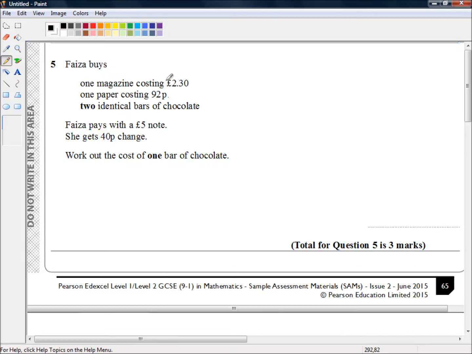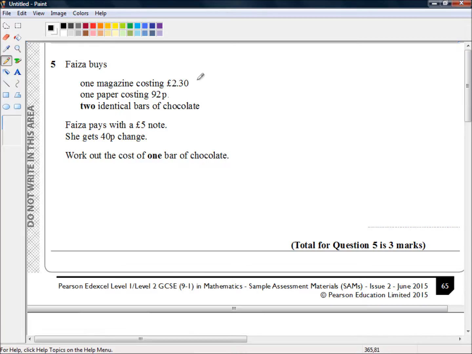Fazer buys one magazine costing £2.30, one paper costing 92p, two identical bars of chocolate. Fazer pays with a £5 note. She gets 40p change. Work out the cost of one bar of chocolate. So the way to work this out is to work out how much she paid for everything, subtract the amount she paid for the magazine and the paper, and that gives us how much she paid for the two identical bars of chocolate. And then we need to divide the answer by 2, and that will give us the answer for one bar of chocolate.